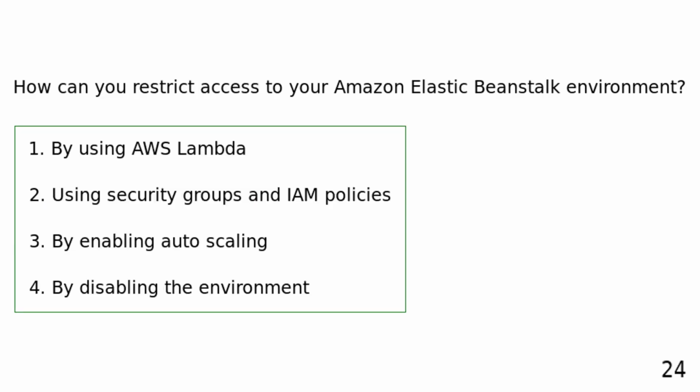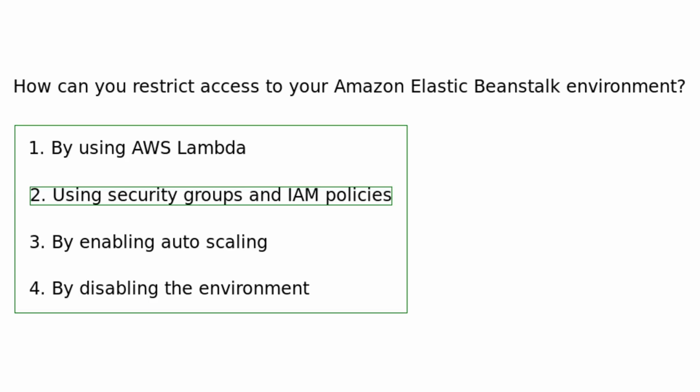How can you restrict access to your Amazon Elastic Beanstalk environment? By using AWS Lambda. Using security groups and IAM policies. By enabling auto-scaling. By disabling the environment. Access can be restricted using security groups and IAM policies.